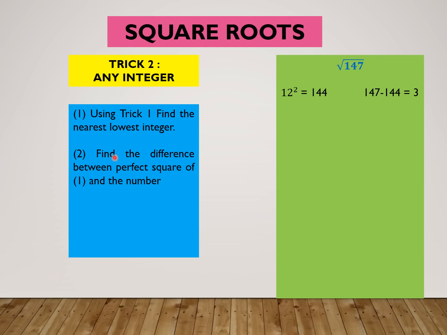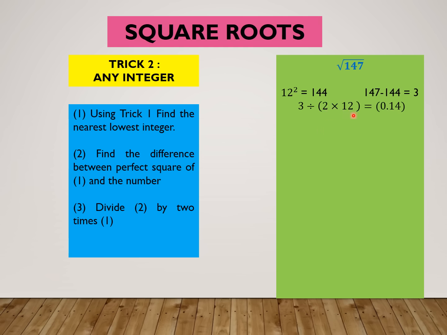Step 2 says find the difference between the perfect square of the first result and the number. That means 12 square is equal to 144. So the difference between 147 and 144 is 3. So the value in step 2 is equal to 3. Now step 3 says divide the result of step 2 by 2 times the result of step 1, that is, divide 3 by 2 into 12.